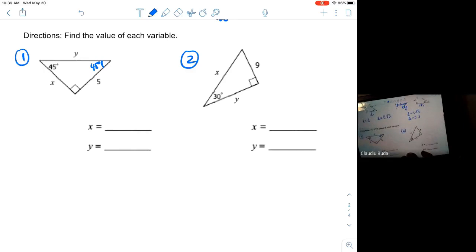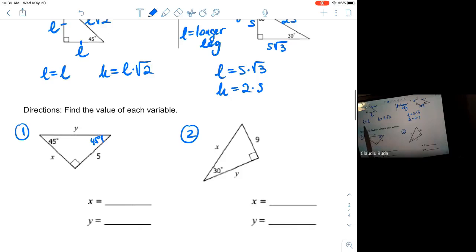So what do we know? We know that in a 45-45-90, the legs are equal. So this is another leg. So that is 5. X is 5. And then the hypotenuse is the leg times root 2, 5 root 2, or 7.1.